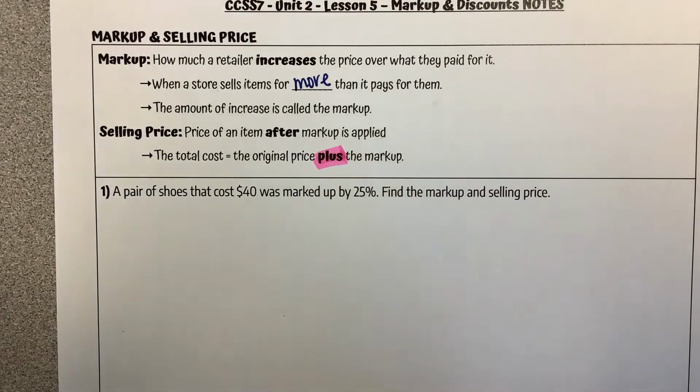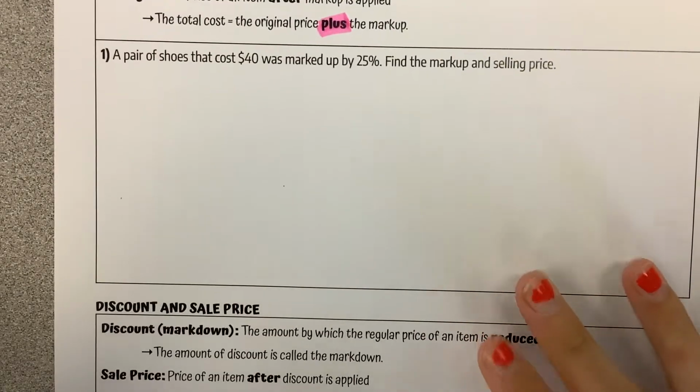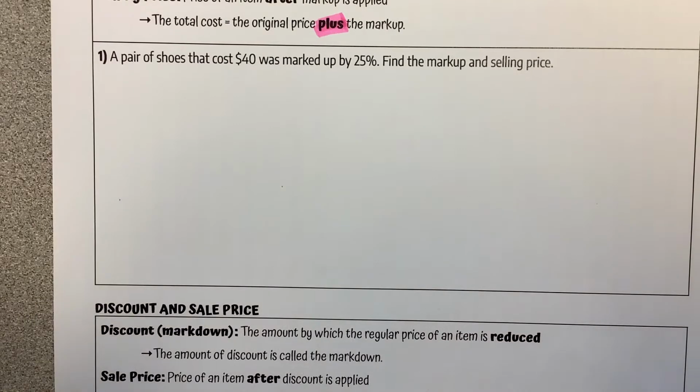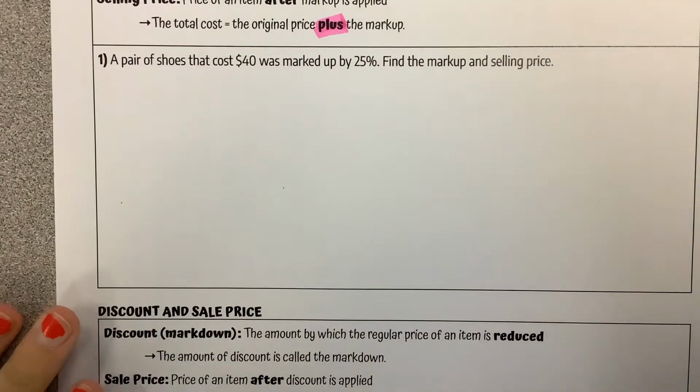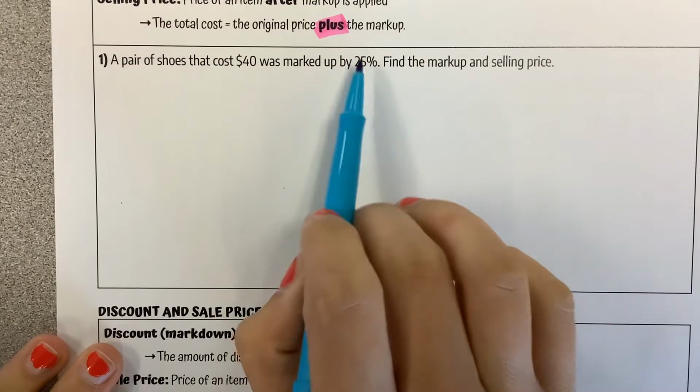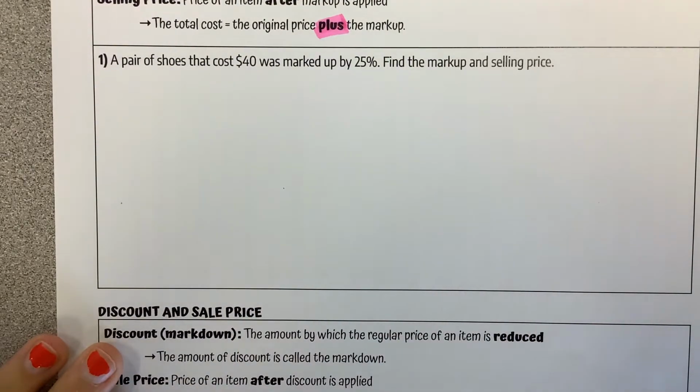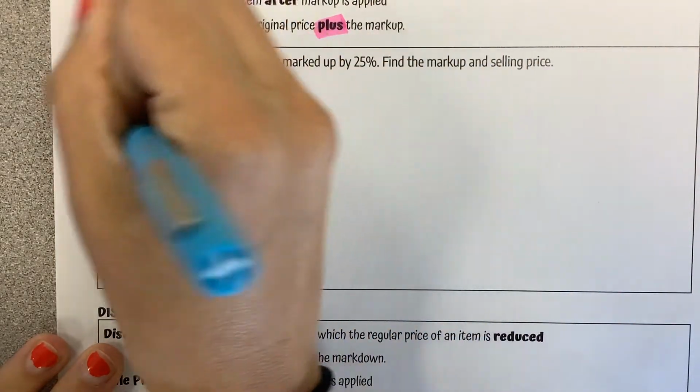So let's look at just a general scenario with that. A pair of shoes that cost $40 was marked up by 25%. Find the markup and selling price. So even though this is kind of an easier percentage to work with, we're going to practice using this the proper way in a proportion. I'm going to find the markup first.